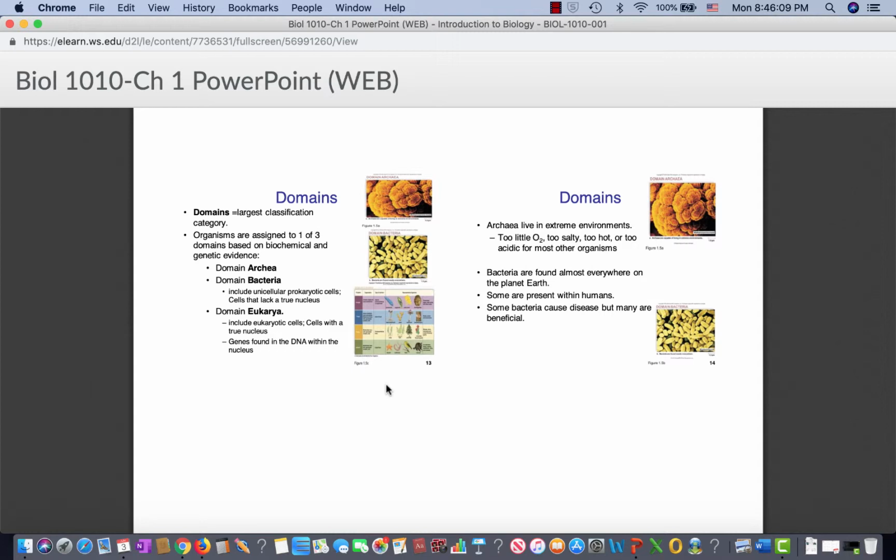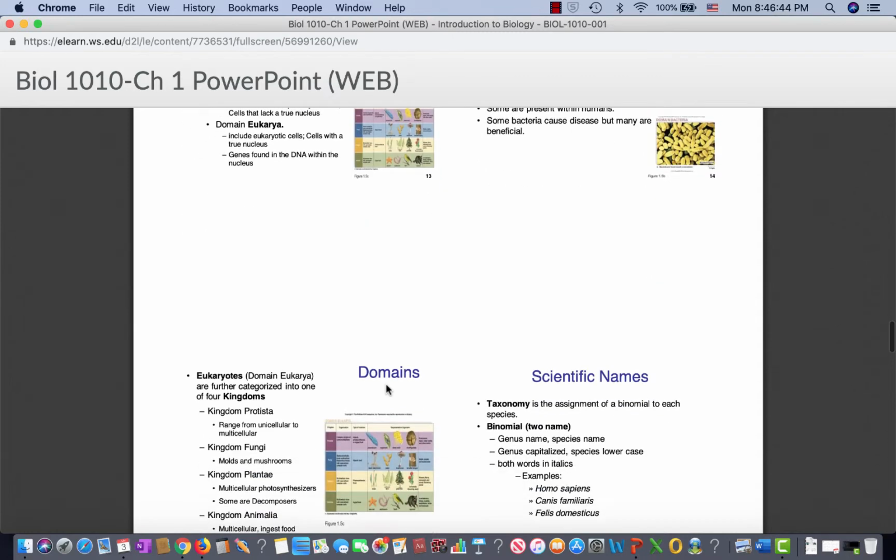Bacteria are found pretty much everywhere on Earth. For every 1 cell in your body that was coded for by your DNA, there are 10 that are bacteria. I mean, they're literally just everywhere. Some bacteria cause diseases. Many are beneficial, but the majority of them are neutral. Like they don't really do anything for us, or they don't really harm us. They're just kind of there.